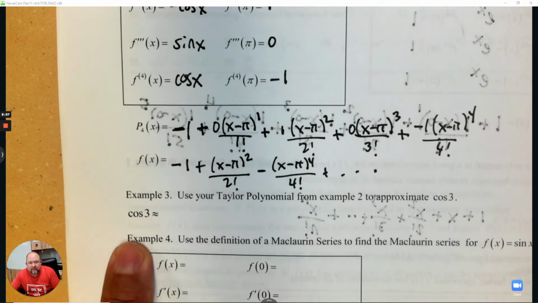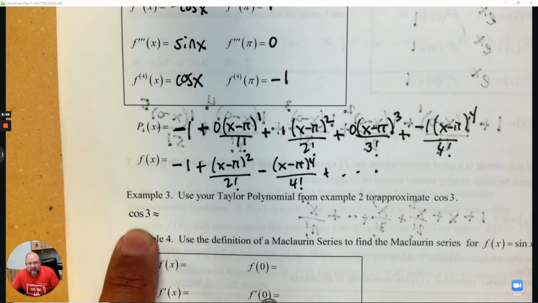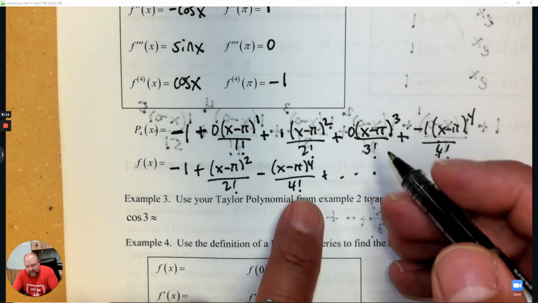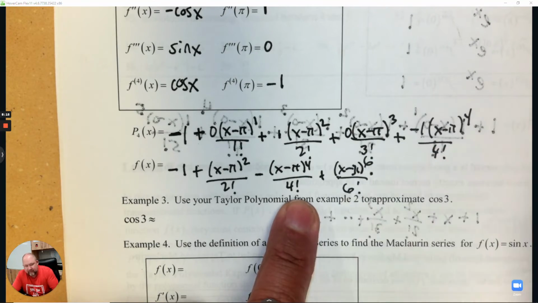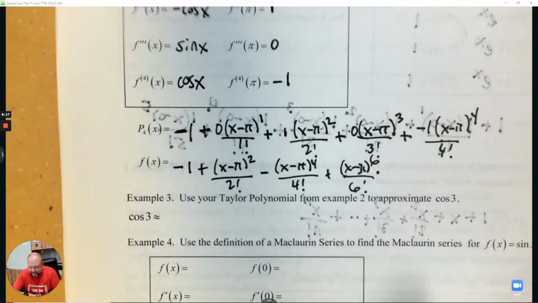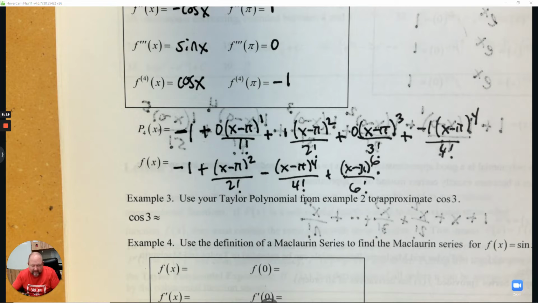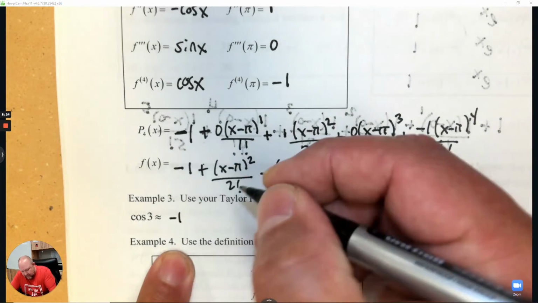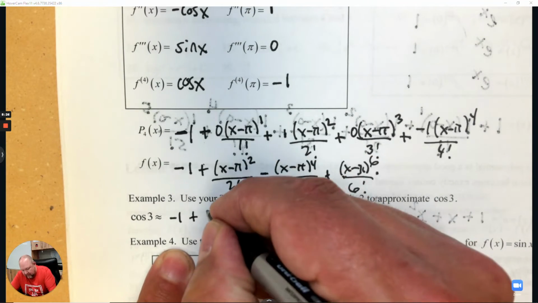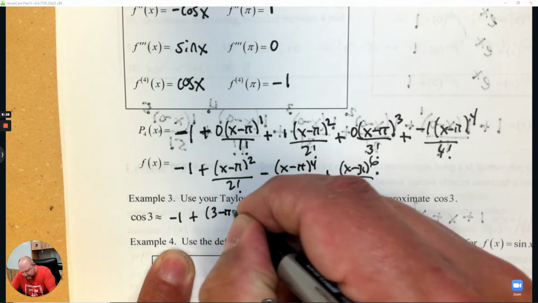If I want to approximate cosine 3, in fact, if I saw the next pattern, it'd be plus x minus pi to the 6 over 6 factorial, if I was following the pattern. Then it'd be 8. It'd be subtracting, alternating. To find the value of cosine at 3, plug 3 in for x, and you can use the polynomial to approximate it.